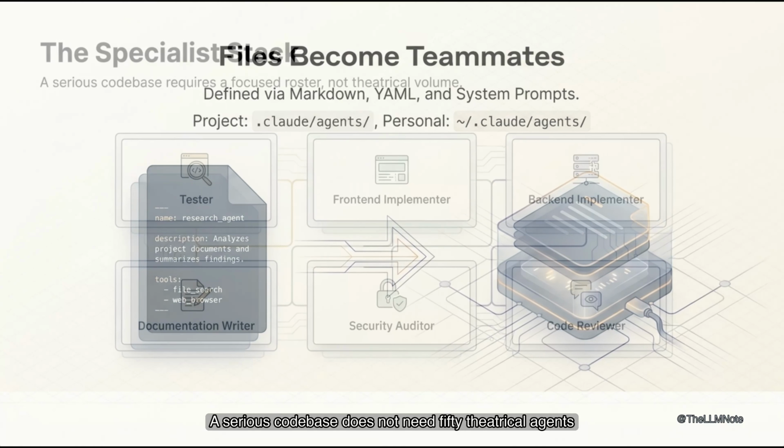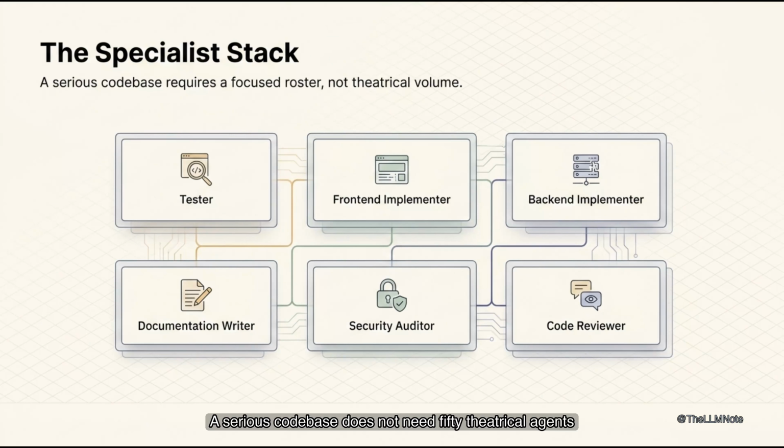A serious codebase does not need 50 theatrical agents. It needs a small specialist stack: tester, front-end implementer, back-end implementer, documentation writer, security auditor, and code reviewer. Each role should own a narrow surface area, produce repeatable output, and reduce cognitive load for the main session.